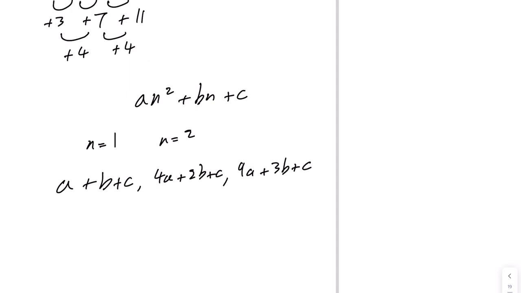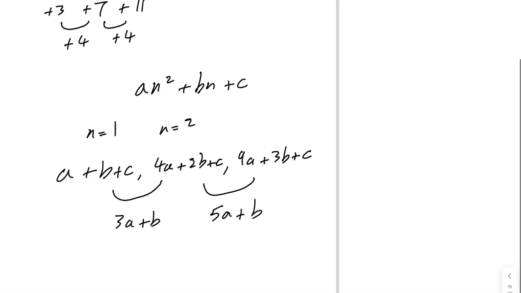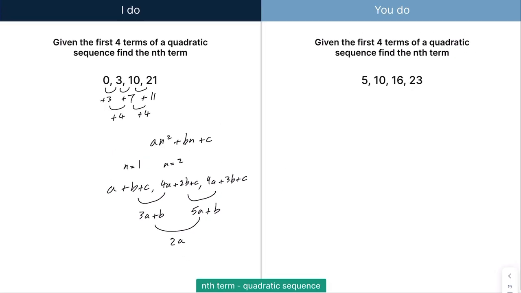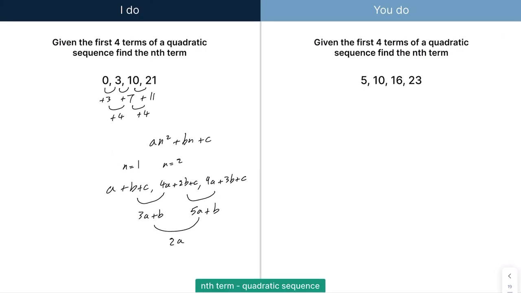Now we're going to find the difference between these. So the difference between that and that is going to be 3a plus b. And the difference between that and that is going to be 5a plus b. And now we're going to find the difference of the difference, which is 2a. Now, this might have seemed a little bit confusing, but just to recap that, step 1, find the difference.